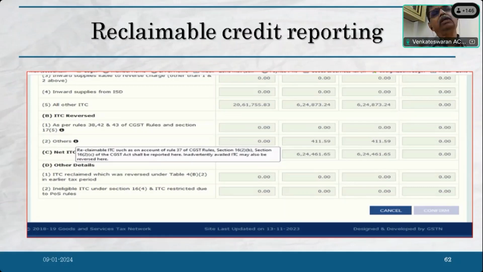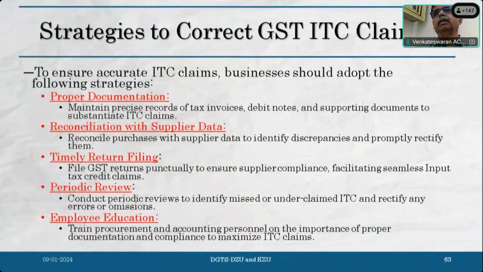Otherwise, what will happen is the system will verify the opening balance declared and how much it is utilized for the reclaim from the opening balance. That's why the reporting of reclaimable input is very much required.